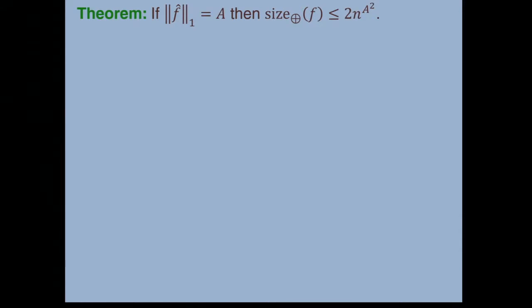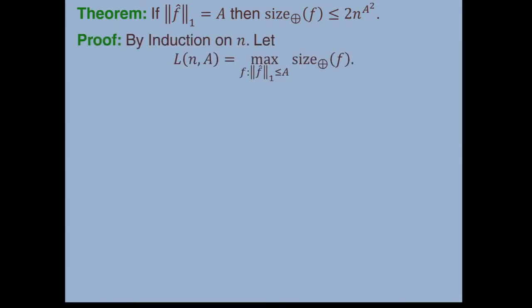Let's show another thing: the bound on the parity decision tree size, 2 times n to the A squared. The proof is simply by induction on n. So let's define L of n and A. It's the maximum over all functions with spectral norm at most A of the size of the decision tree. Pick the worst function you can think of among all functions with spectral norm at most A and take its size.